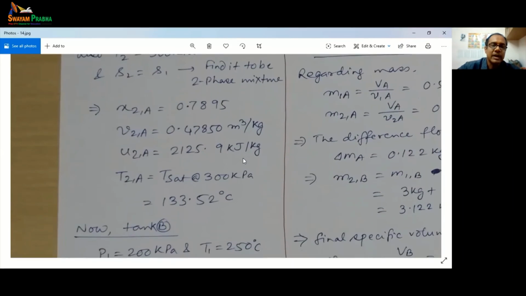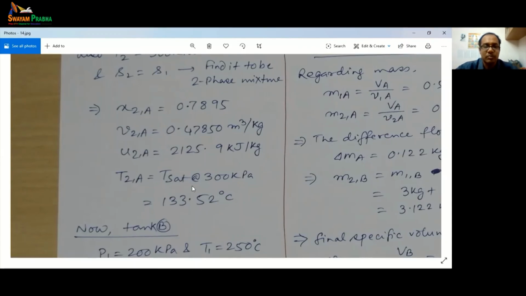Okay, once you find all these things, and as it is on a saturation line corresponding to 300 kPa, you can also find the temperature of the tank finally. So that is T saturated at 300 kPa, that is 133.52 degrees centigrade. So this is also one of the deliverables. This asks for the final temperature of tank A and tank B.